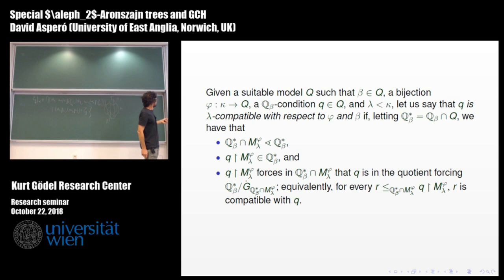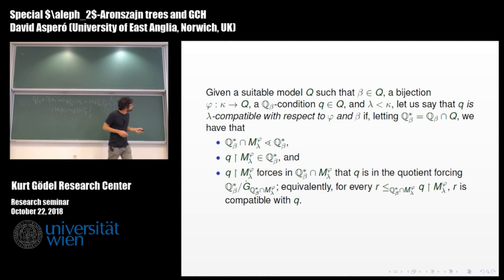Right, and now you have a suitable model Q containing beta, and phi a bijection, and a condition q in Q beta in the model, and some lambda less than kappa. Then I'll say that q is lambda-compatible with respect to phi and beta if, taking Q beta star to be the intersection of Q beta with Q, Q beta star intersected with M phi lambda is a complete suborder of Q beta. Also, the restriction of q to M phi lambda is a condition in that forcing, and that restriction forces in the small forcing that q is in the quotient forcing. Equivalently, every extension r of this restriction in this forcing is compatible with q.